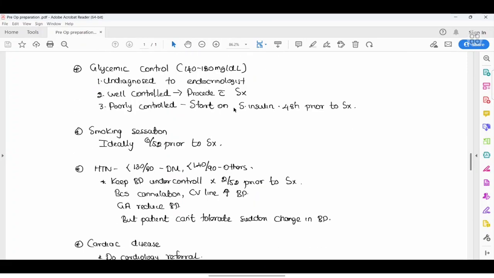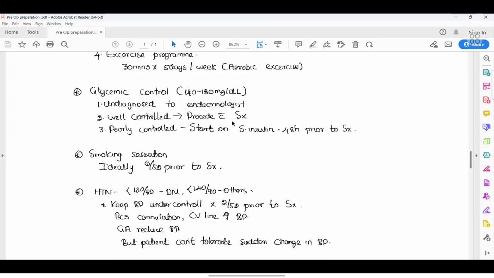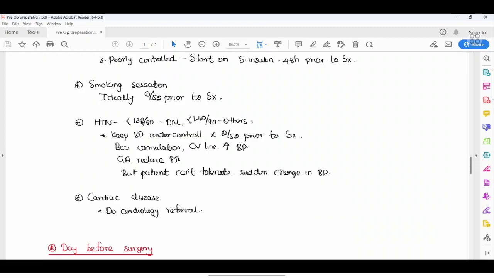And smoking cessation. Smoking is a bit of a problem because ideally the patient should be off smoking for 6 weeks, but that is practically impossible because whatever we tell, patients will continue smoking for some time. So what we advise is that the patient should be off smoking for as much time as possible. Ideally it is 6 weeks, but even 1 week, if the patient is willing to stop smoking, is welcome. Okay, that is smoking cessation.